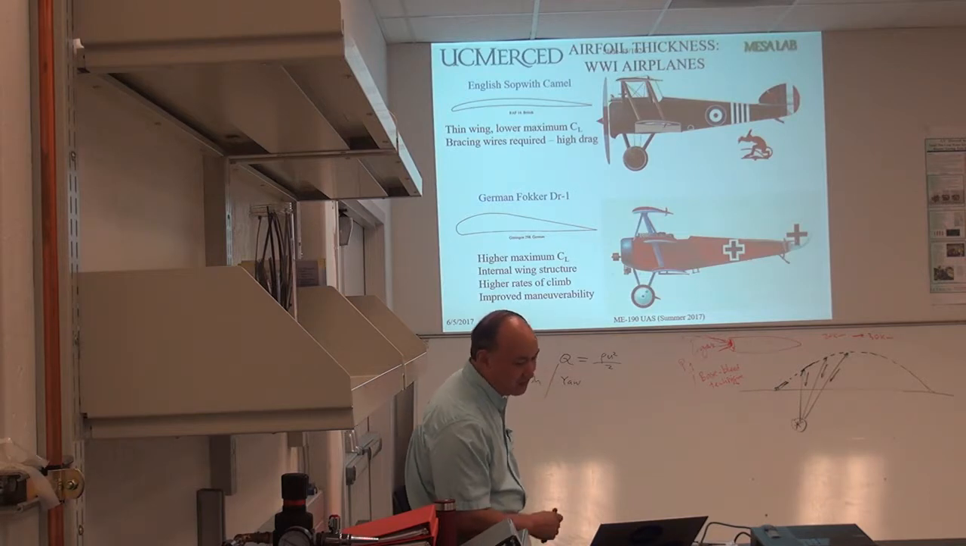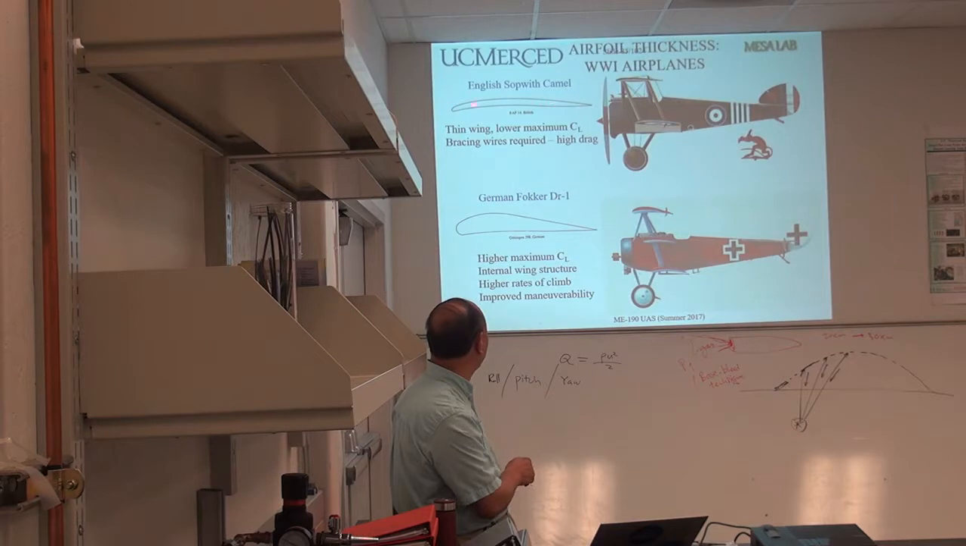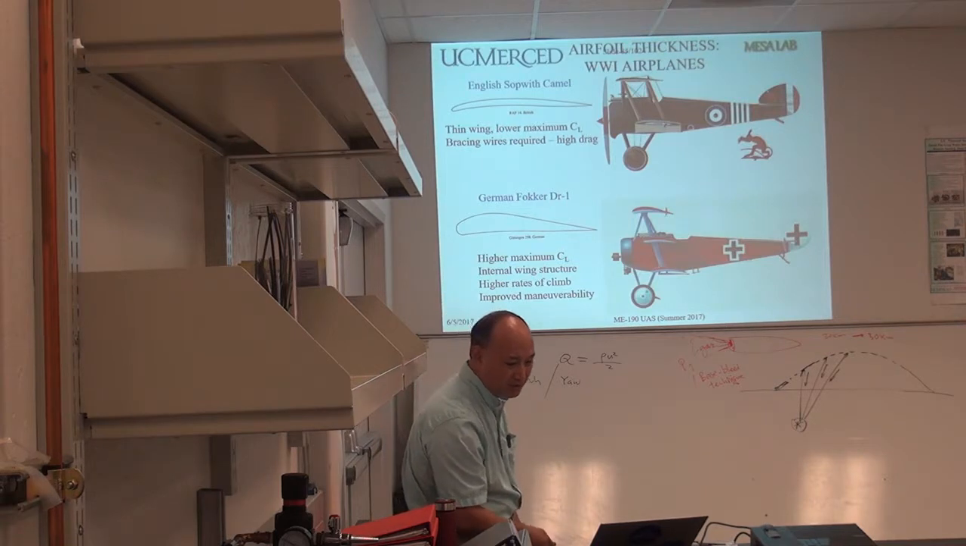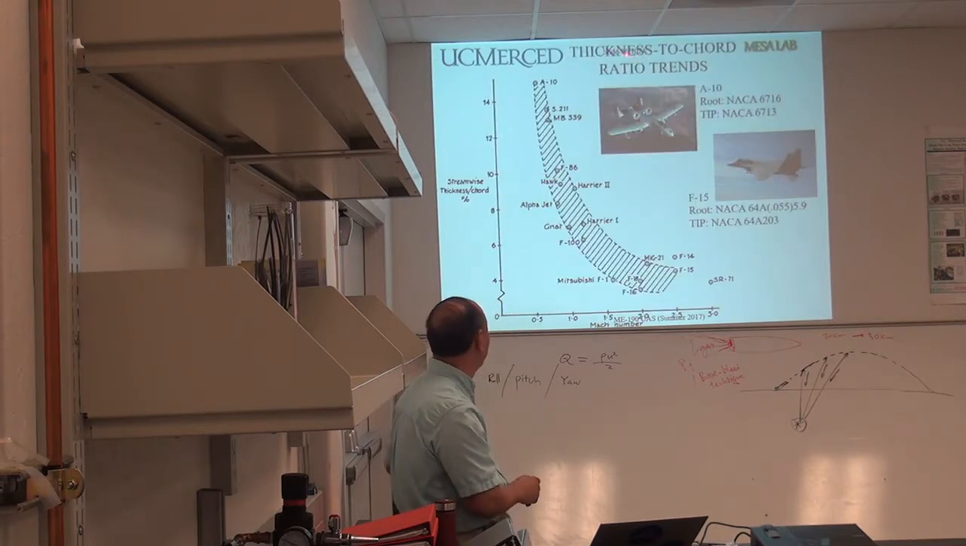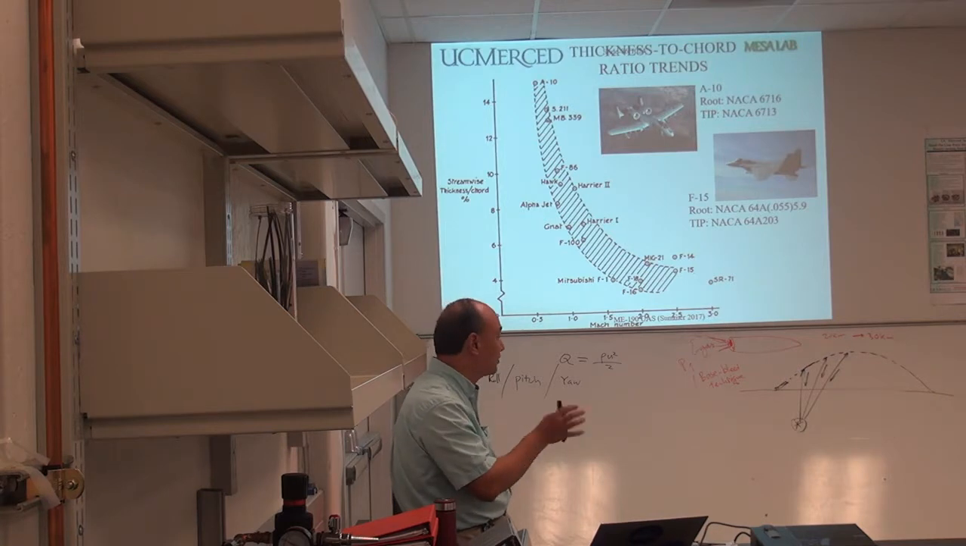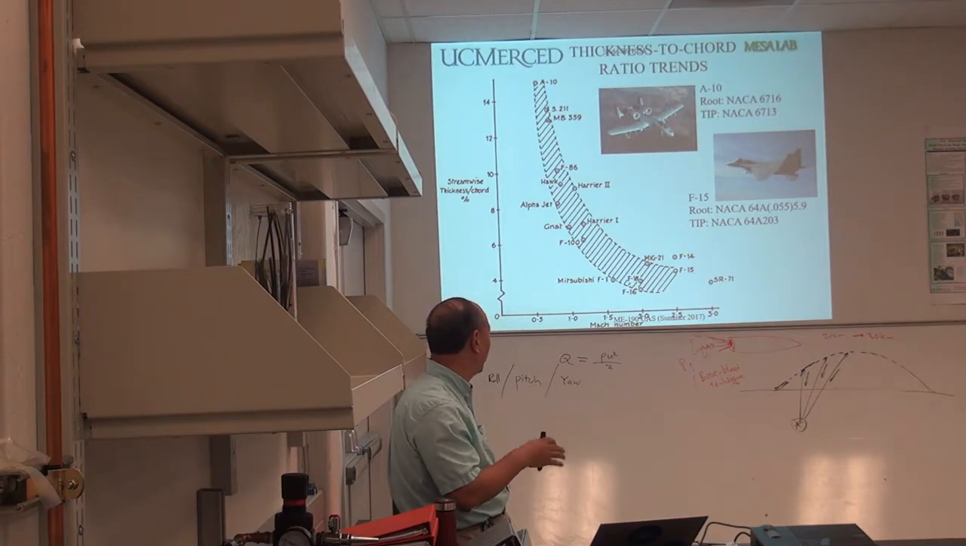So people may say, this is the chord length, okay? This is the thickness. When we use this ratio, it is called aspect ratio, okay? Sometimes they use a thickness to chord ratio. This is with different designs, different years, evolving over time. They put all the different designs of the airfoils and see some trends.